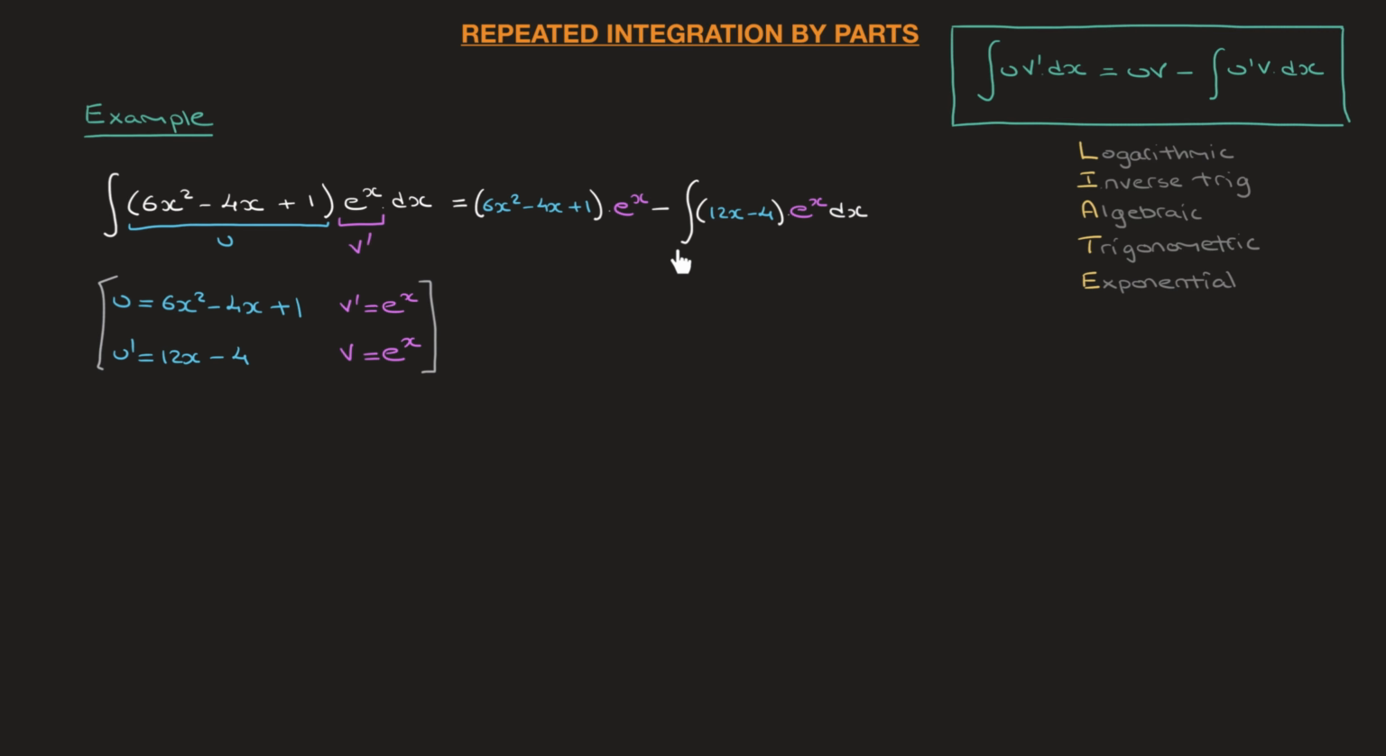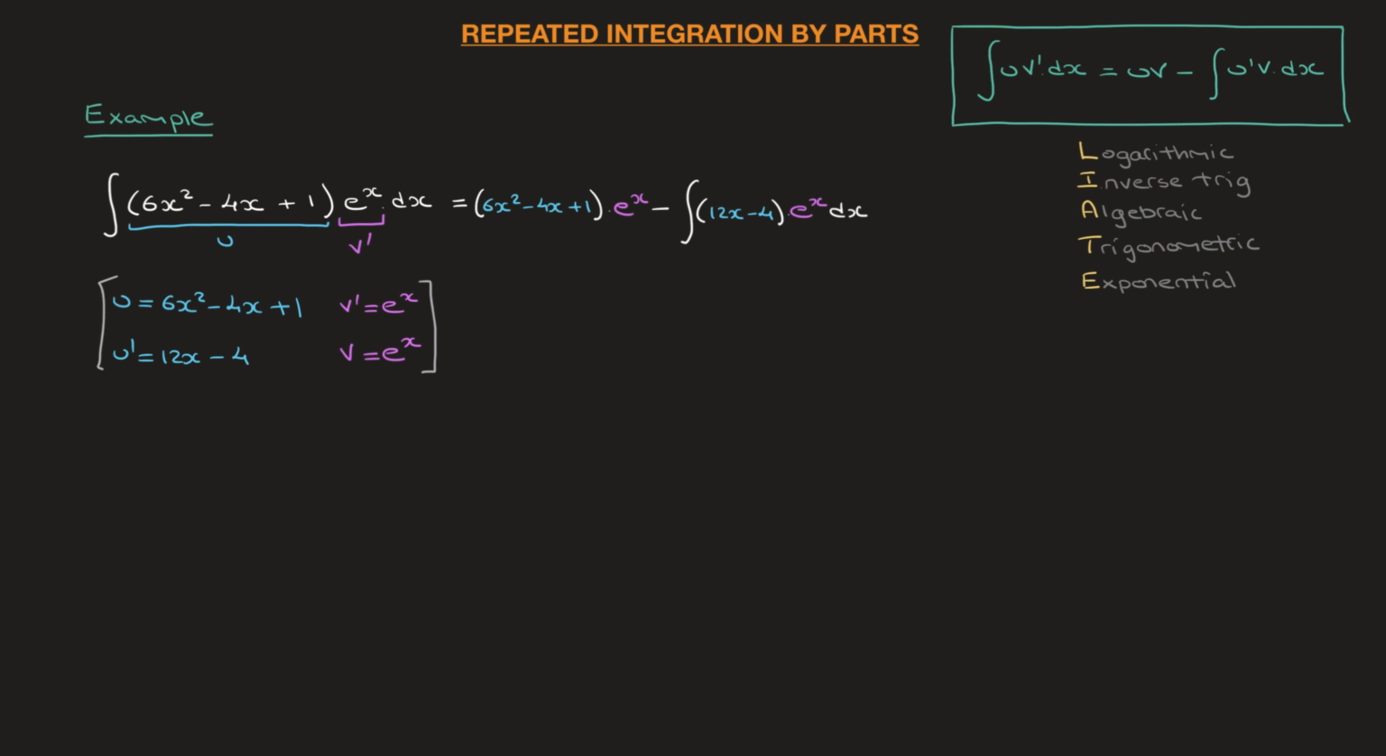Now, looking at the integral we've ended up with on the right-hand side, we can see that we're still trying to find the integral of a product of two functions. Consequently, to find this integral, we're going to make use of integration by parts again, which explains the name repeated integration by parts. Now, you don't have to follow my lead here, but what I like to do is look at this integral completely separately.